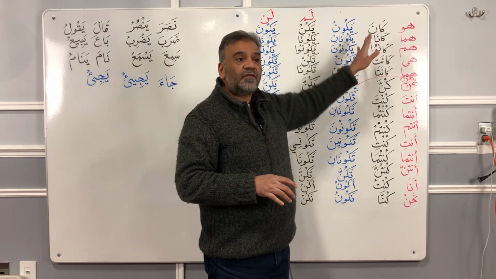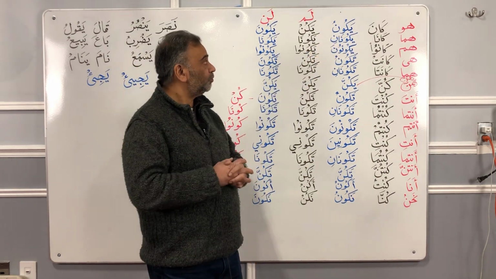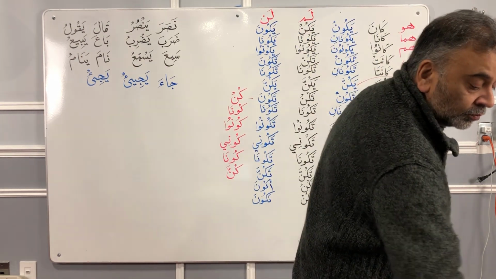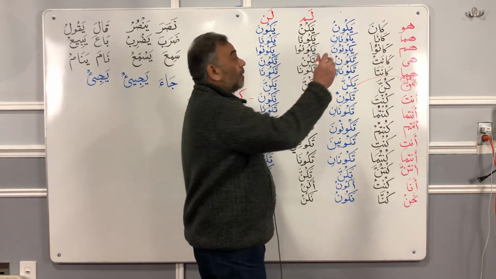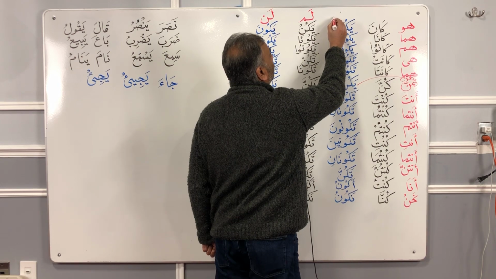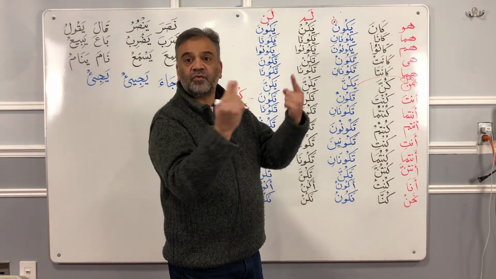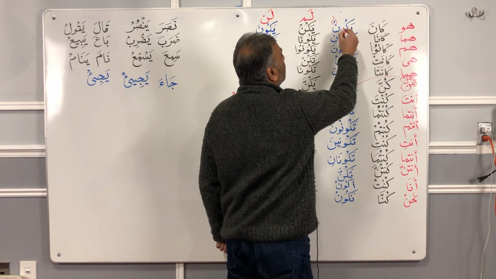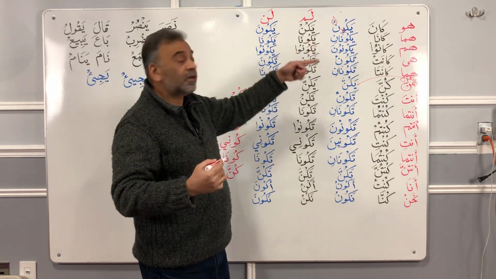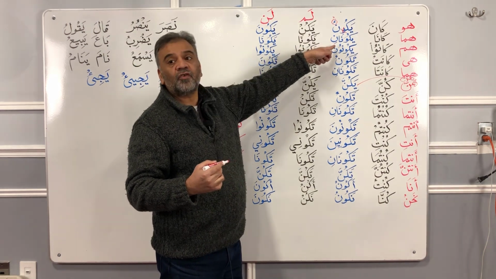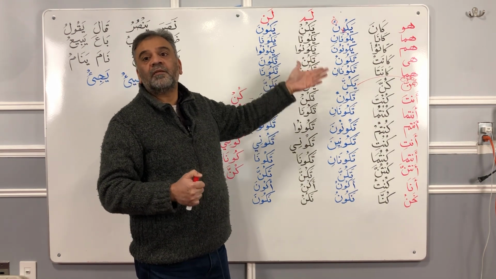When lam comes and joins the fail mudare, it will make the fail mudare majzoom. So when I say yakunu, and lam comes and joins yakunu, what will happen? It will get majzoom. Now we have a phenomenon called iltiqa as-sakinain, the two sakins coming together. Waw is the weak letter, it gets dropped, it will become yakun. We have done this exercise. Now we have to start with yakunan. All we have to do is drop the noon, because we are making it majzoom, and noon is the sign of it being marfu. So once we drop the noon, it will become majzoom.